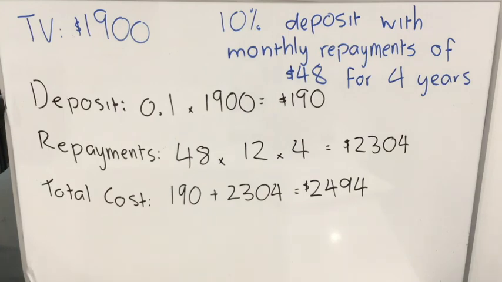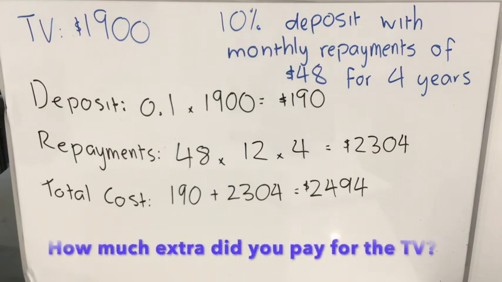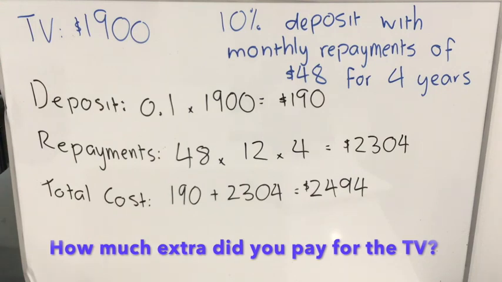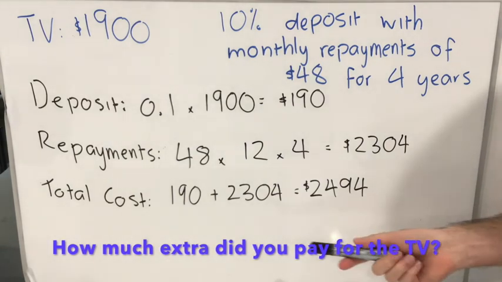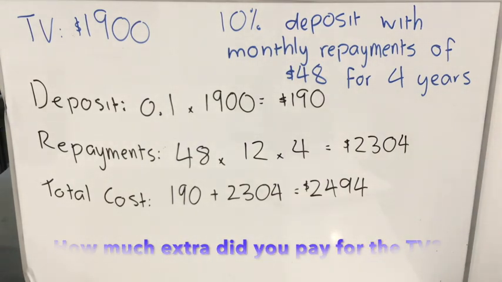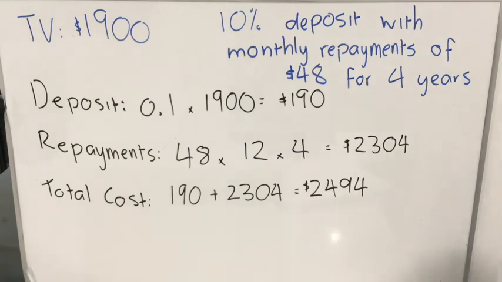One final question, and sometimes questions in the book or on the test will ask you this. Everything you've done is correct, but they'll ask you one more thing. They'll say, how much extra did you pay for the TV? So this is like one extra step they sometimes might want to know. The TV cost $1,900. You ended up paying $2,494. With a bit of working out, which is whatever you type in the calculator, write down how much extra you paid for the TV. Have a go at that now.